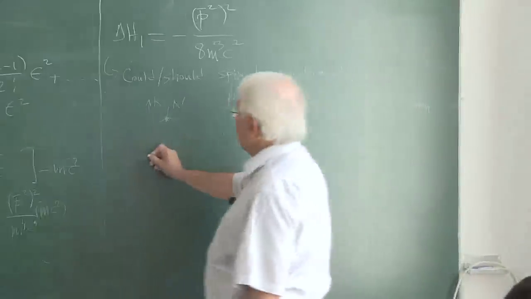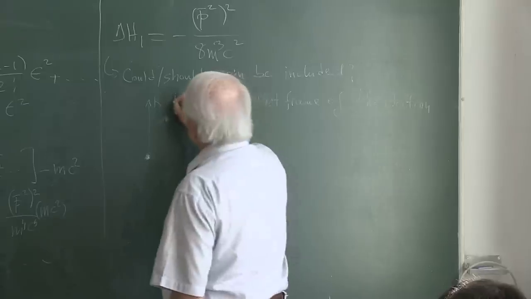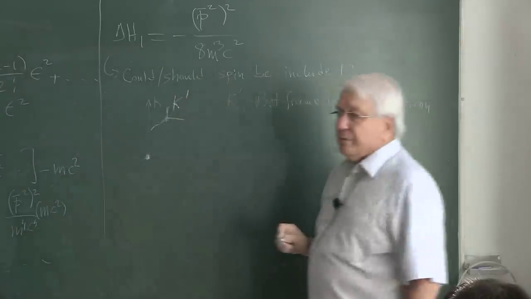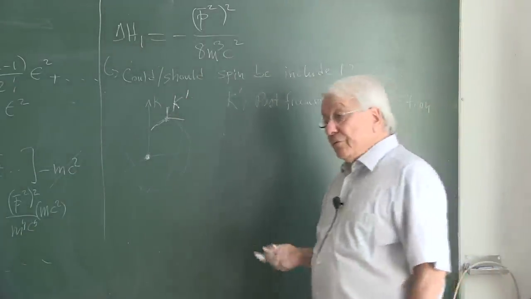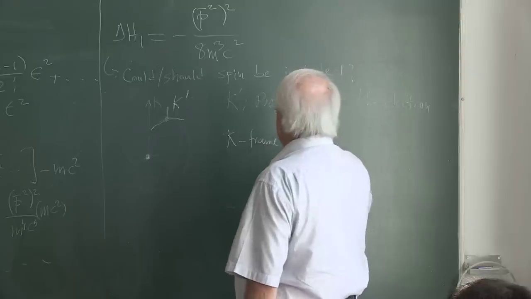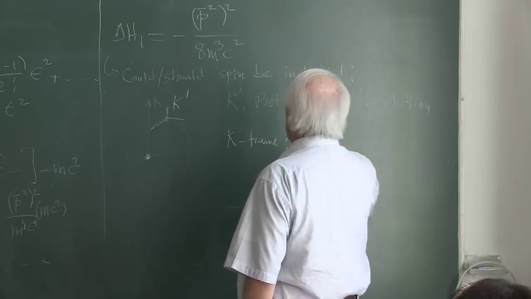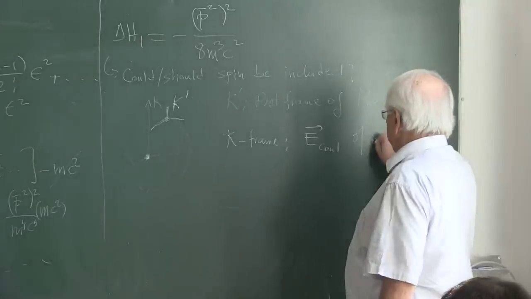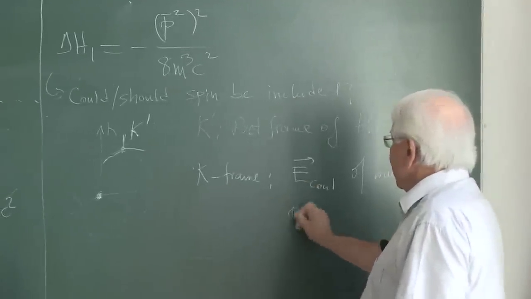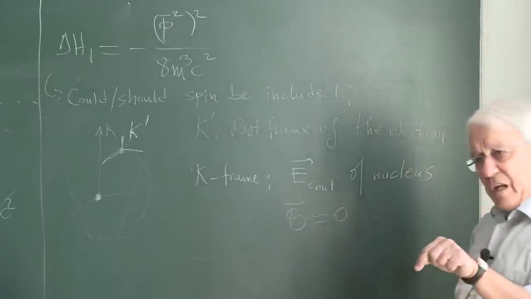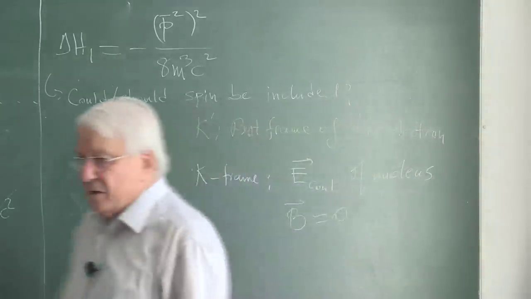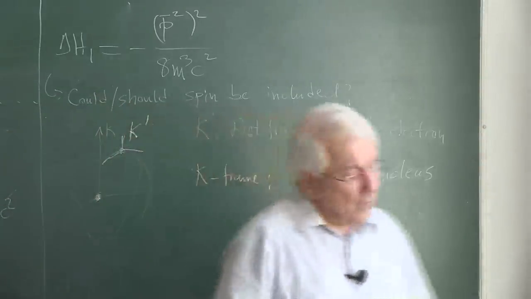K is the rest frame of the proton, which is taken to be infinitely heavy. I think there is a problem of visibility because of that other chalk. This is the K prime frame. First of all, in the K frame, we have the Coulomb field of the nucleus, but there is no magnetic field, because it is the rest frame of the proton. The proton is at rest. It just creates a static electric field. There is nothing else.